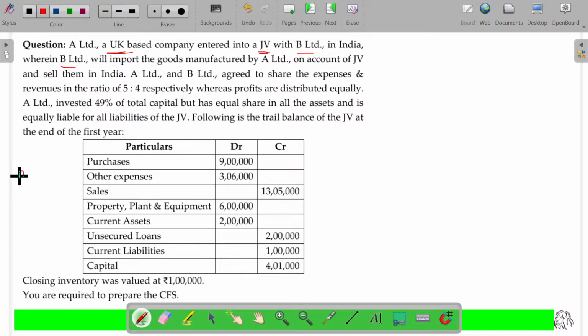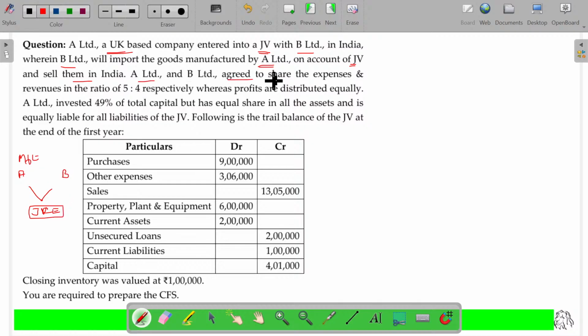So A and B will join to form a new entity, a joint venture, a jointly controlled entity. A is the manufacturer, and B imports it and sells in India. B will import the goods manufactured by A on account of the JV and sell them in India. So B is responsible for importing and selling in India.